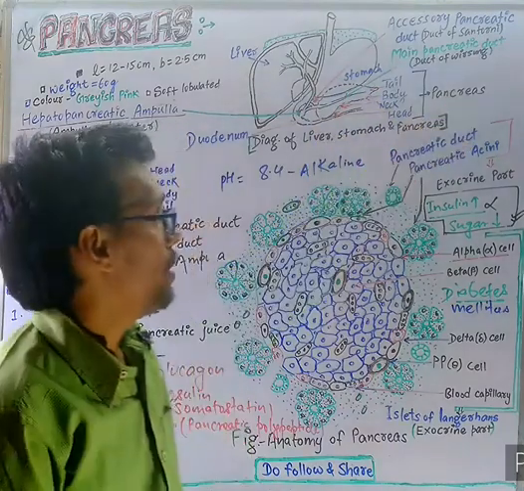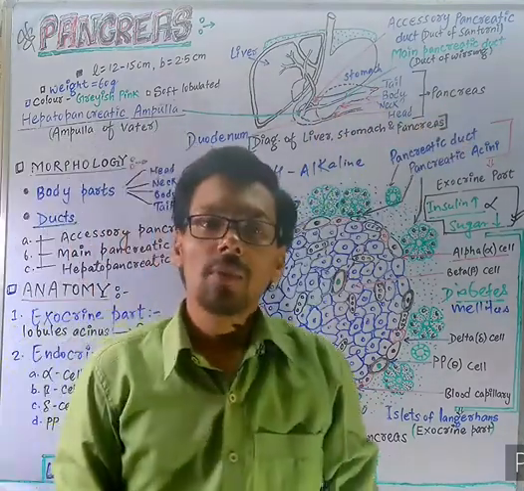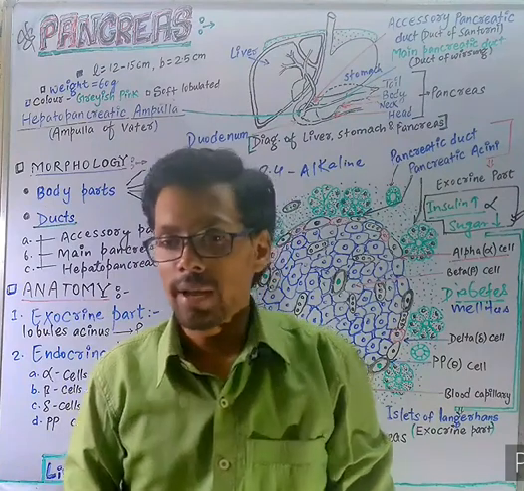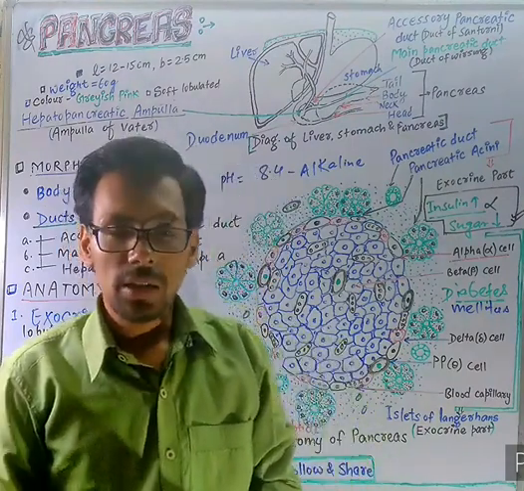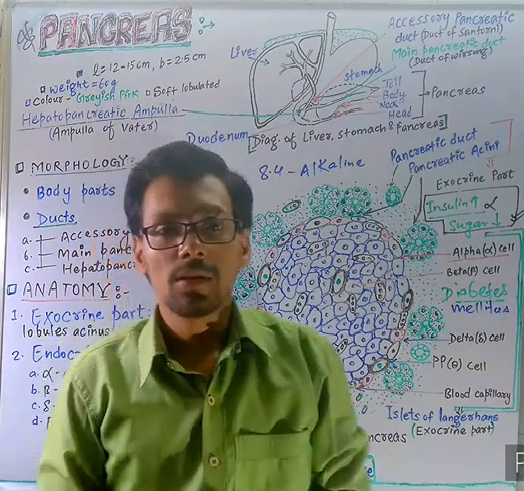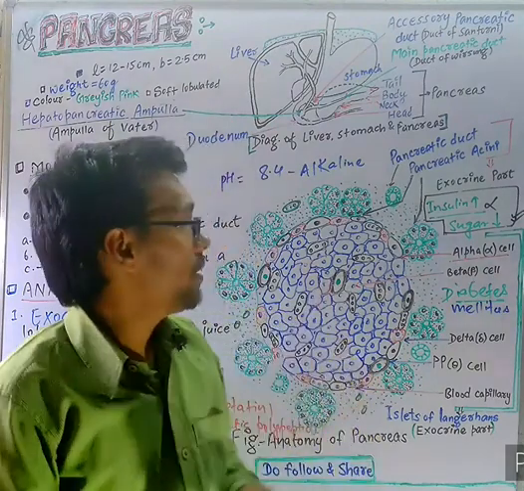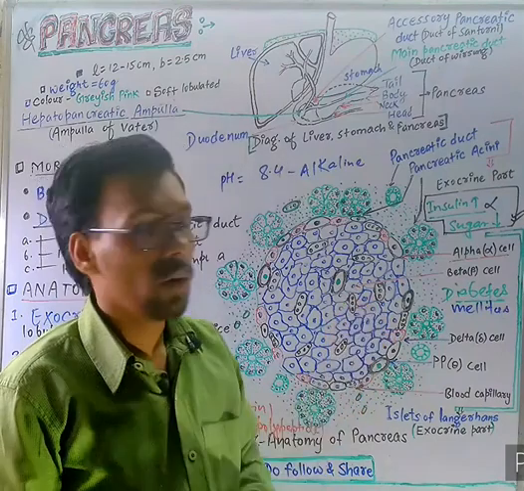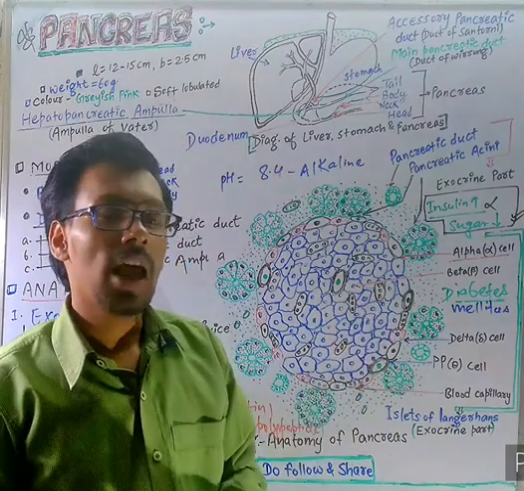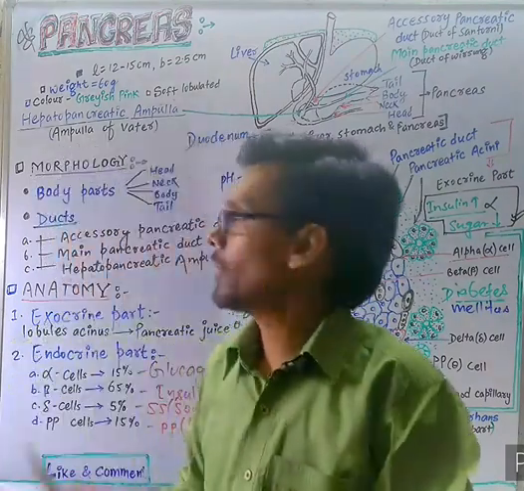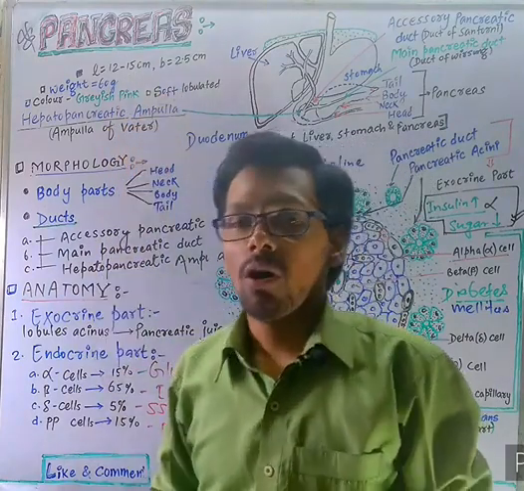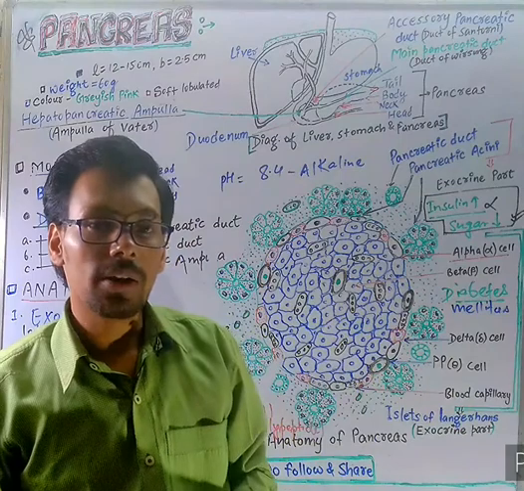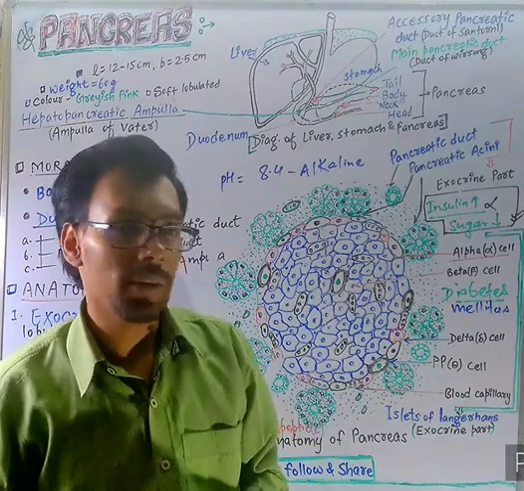The general weight of pancreas in a normal human body is 60 gram. What is the dimension, the size of pancreas? In length it is 12 to 15 centimeter, but its breadth is 2.5 centimeter.